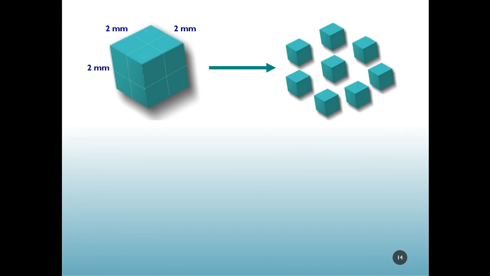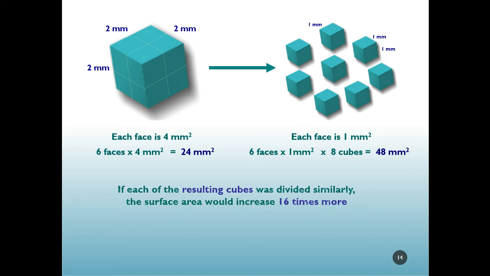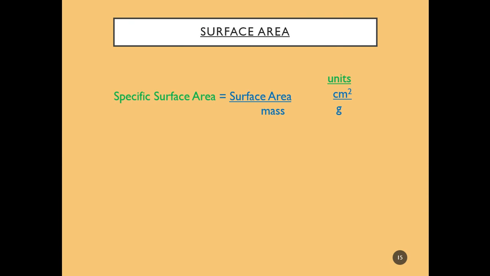So this kind of breaks up again the difference in surface area. So the same cubes, when broken up into smaller particles, we see that there's sort of an exponential increase in surface area. So the surface area is 16 times larger on the right when we break all those cubes down than it is on the left when it's one large particle. So surface area, specific surface area, is the surface area divided by the mass in squared centimeters per gram.